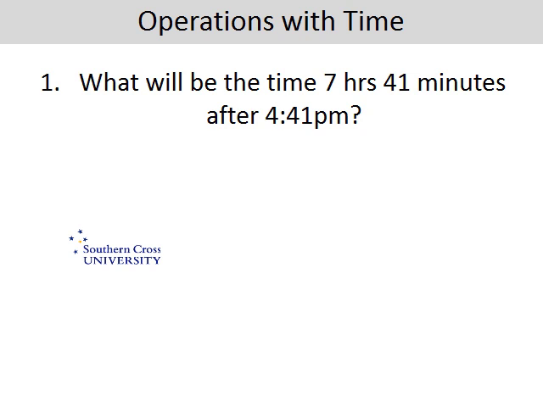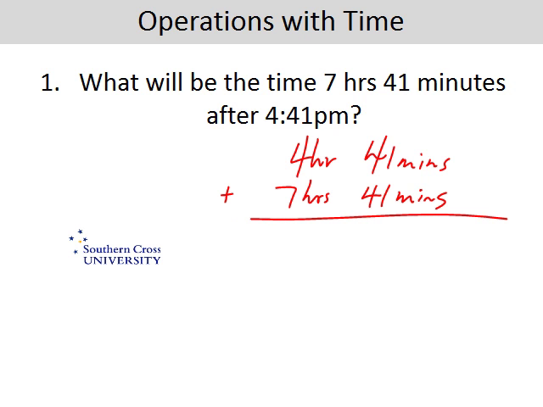This video is dealing with operations to do with time, and the first question is, what will the time be 7 hours 41 minutes after 4:41 p.m.? Okay, well, I'm tempted to just write the time as 4 hours 41 minutes and add on 7 hours 41 minutes, which gives 4 and 7 is 11 hours, 82 minutes.